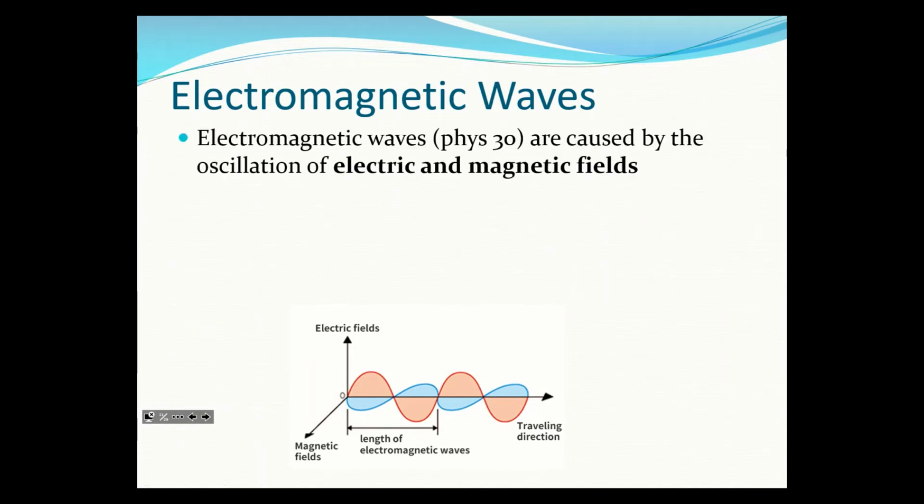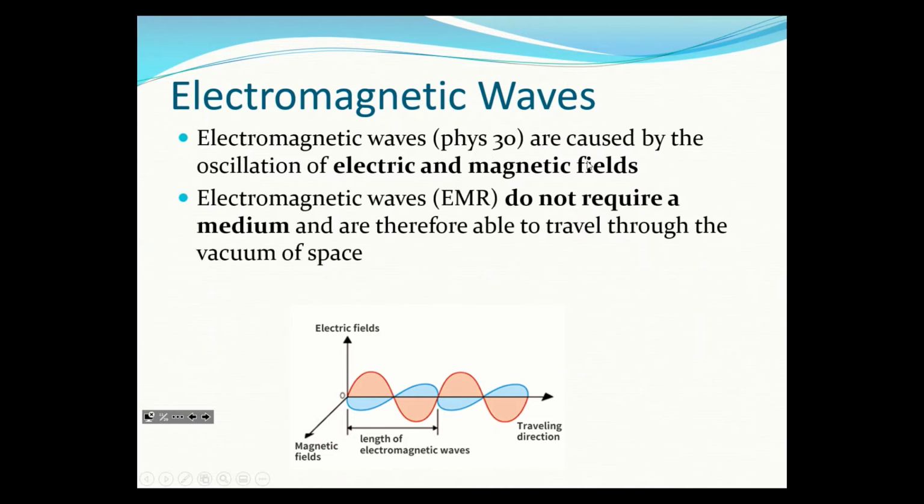Electromagnetic waves are caused by oscillating electric and magnetic fields. These are the waves that we're going to study in Physics 30. Electromagnetic waves, or EMR, electromagnetic radiation, don't require a medium, and they're able to travel through the vacuum of space. Electromagnetic waves, such as light, are able to travel through space, where there is no medium, because they create their own medium. Okay, and all EMR, all light, travels at the speed of light.